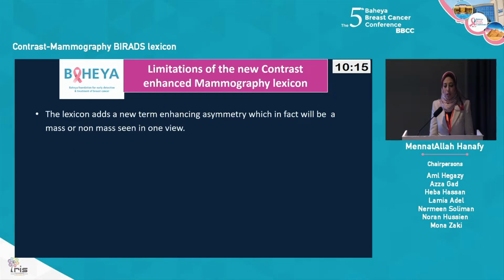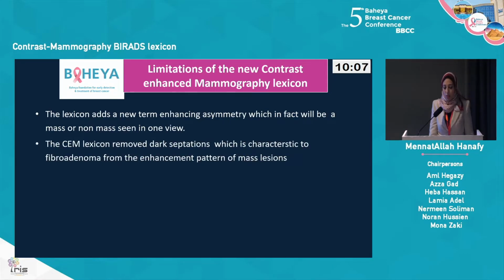Also, the lexicon adds a new term, enhancing asymmetry, which in fact will be a mass or non-mass seen only in one view. The contrast-enhanced mammography lexicon removed dark septation, which is characteristic of fibroadenoma, from the enhancement pattern of mass lesions.